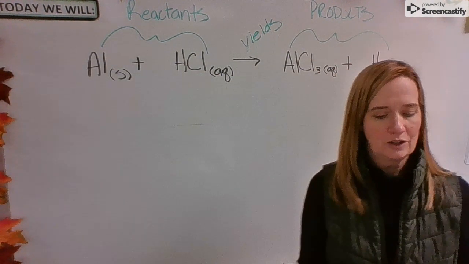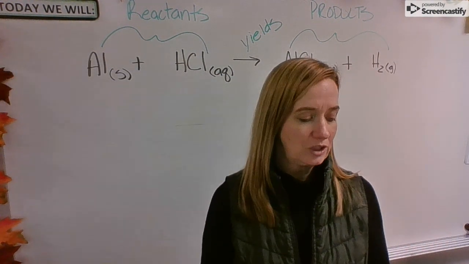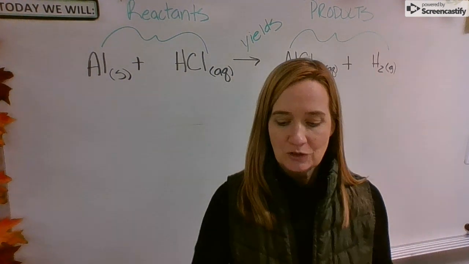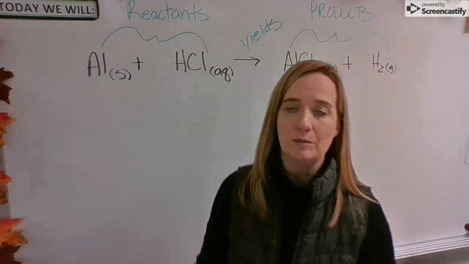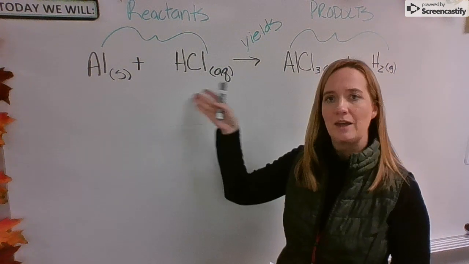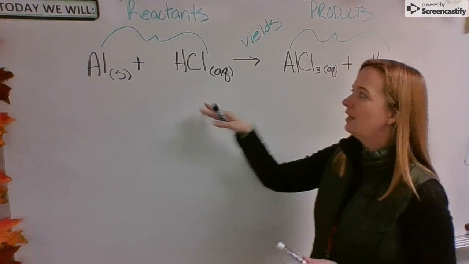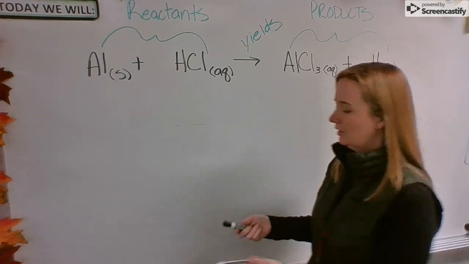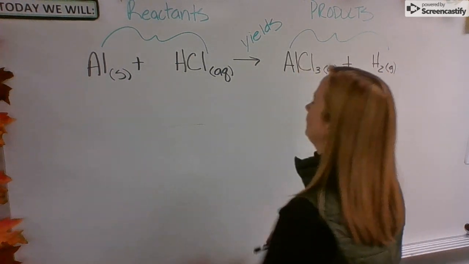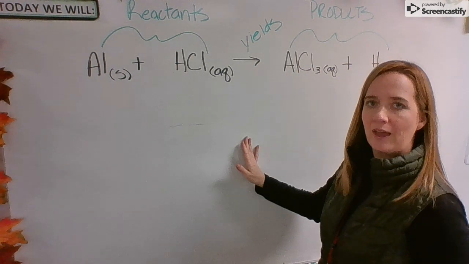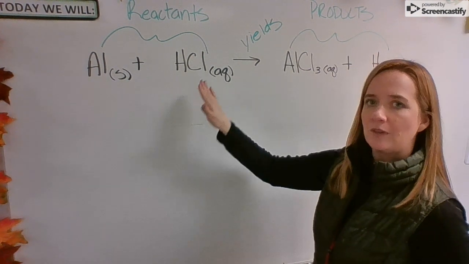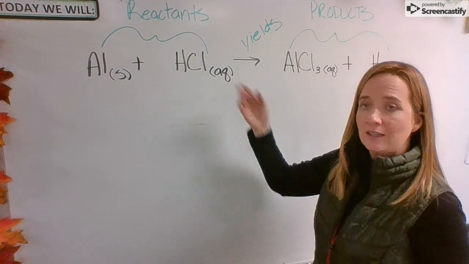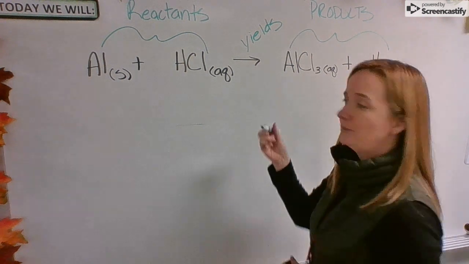The next thing on your sheet says that we need to balance. So because of conservation of mass, the beauty of this is that the number of atoms that you have on the left-hand side has to equal the number of atoms for each element on the right-hand side. So the first thing we're going to do is tally up how many you have of aluminums, hydrogens, and chlorines. So we'll do that first.